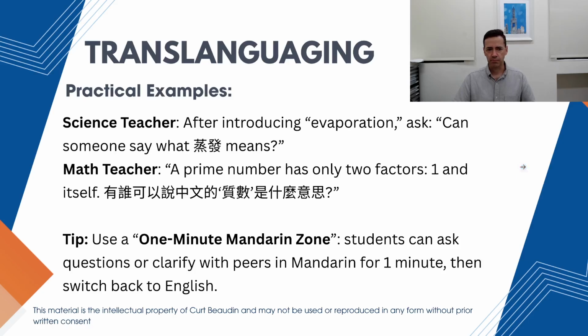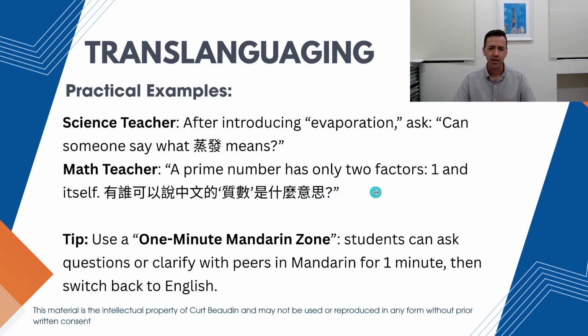Okay, practical example. So my science teacher, after introducing evaporation, asked, can someone say what the means? Okay, so you see you're using both languages here. Math teacher, a prime number has only 2 factors, 1 and itself.